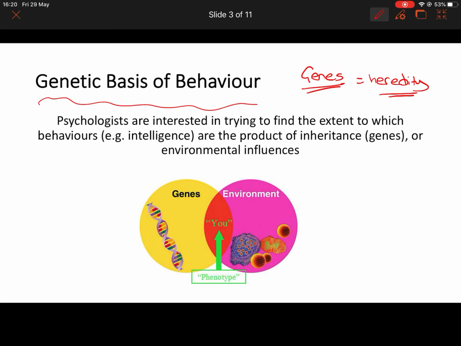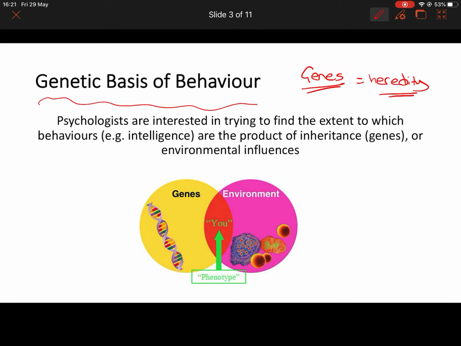Heredity is the passing of characteristics from one generation to the next through genes. So your parents passing on traits and characteristics to you via genes. And it's the reason why people tend to take after their parents in terms of physical or psychological characteristics. So as you'll know from science, genes carry the instructions for particular traits and characteristics. So, for example, intelligence or temperament, personality.